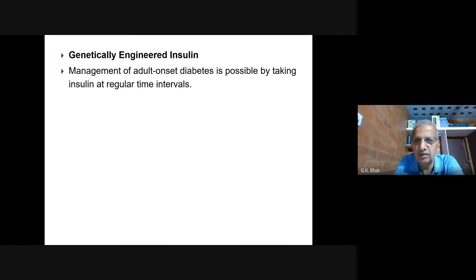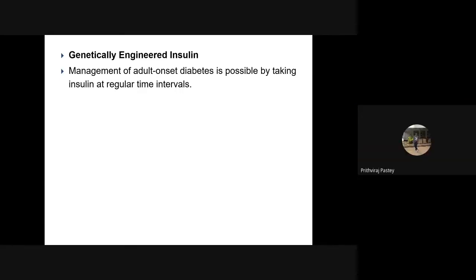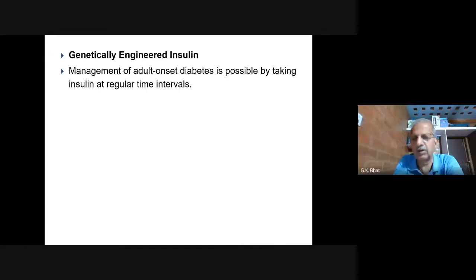Type 1 diabetes is also called, are you taking down or simply sitting? Prithvi, you are not taking down. Am I right? No, sir, taking down. Taking down, sir. Okay.